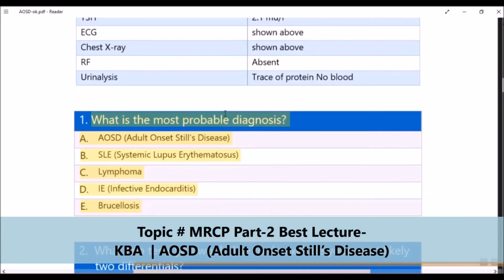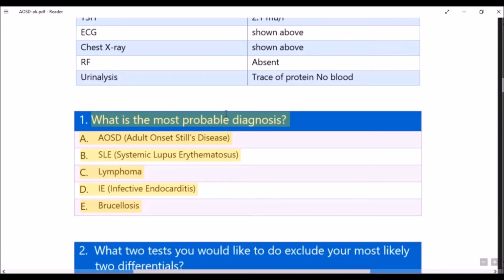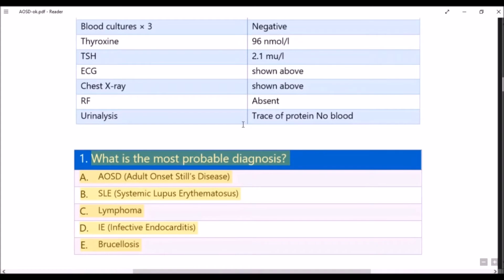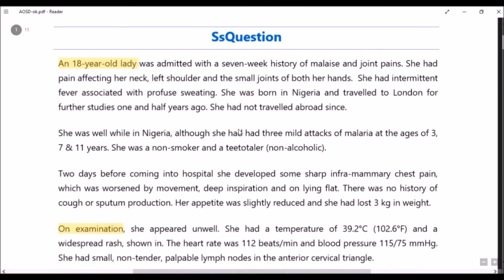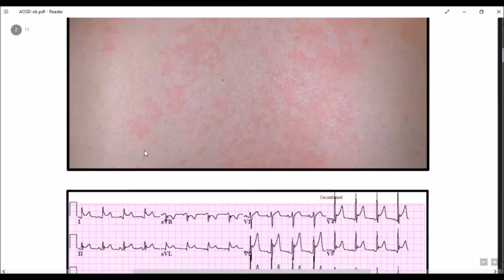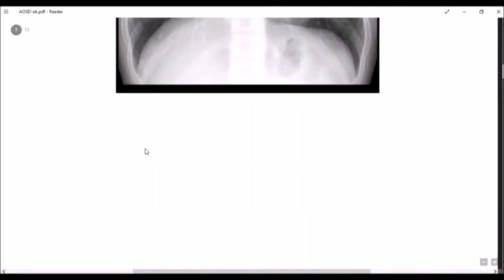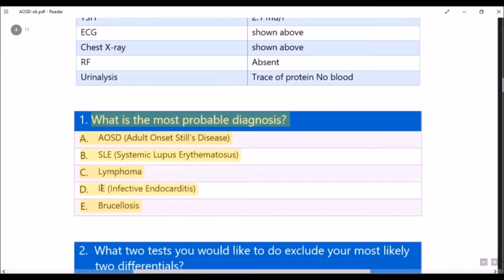So what will be the best approach? That means the KBA, knowledge-based application, within the question-based approach. So my dear, listen very carefully. Whenever you have a question, you start reading from here, then go down, then the photographs, then the data, then the question, then the answer options. It becomes a bit tiring, reading the whole question, coming down to the answer options, and thinking about the answers. It's really tiring in exams.